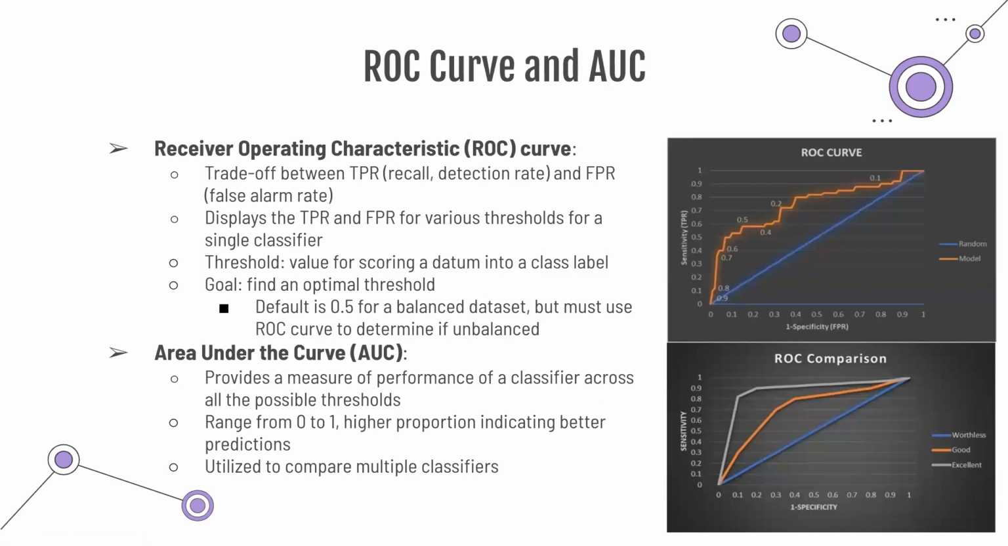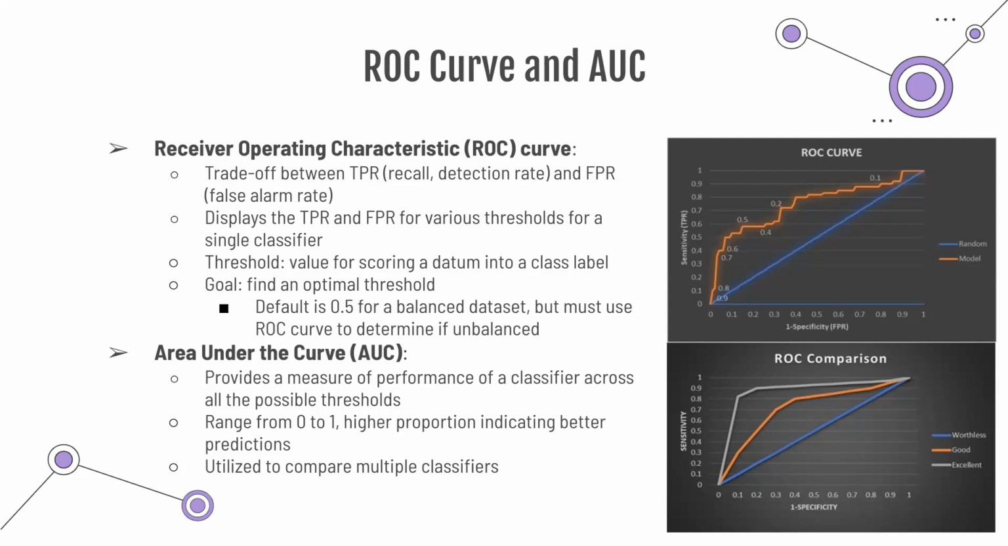And now we're going to go over what the ROC curve is. ROC stands for receiver operating characteristic curve. This is essentially a trade-off between the true positive rate and the false positive rate. It displays these 2 metrics for various thresholds for a single classifier. As you remember, a threshold is the value for scoring a specific datum into a class label. So it's the level at which you would consider a datum an anomaly or a normal point. The goal for the ROC curve is to find an optimal threshold for classification.